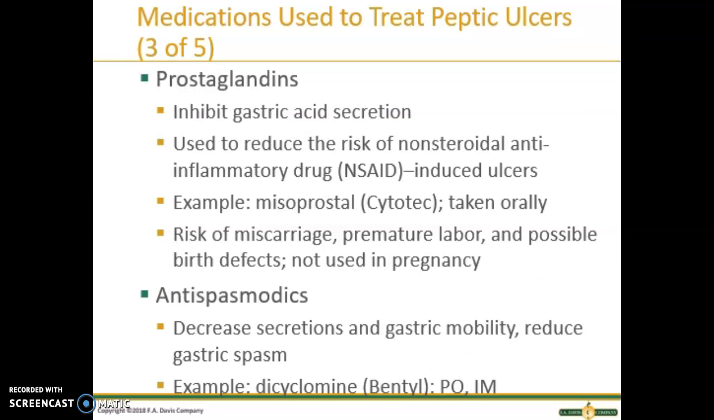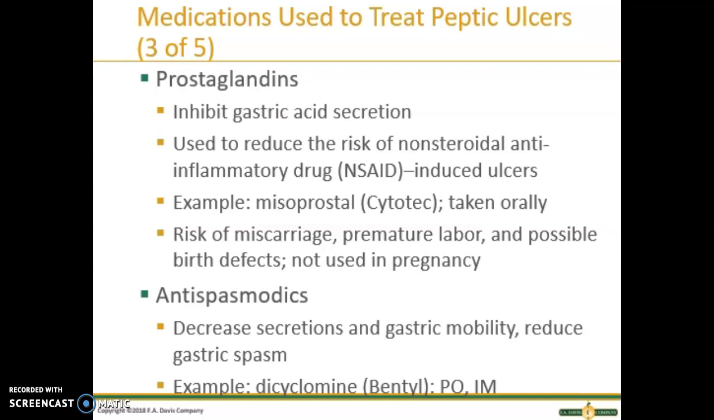Prostaglandins are hormone-like substances that inhibit gastric acid secretion in the stomach, and they're used to reduce the risk of nonsteroidal anti-inflammatory drugs, the NSAIDs, inducing ulcers. An example of this would be Cytotec, and this is taken orally. There is a risk of miscarriage, premature labor, and possible birth defects, so this is not used in pregnancy.